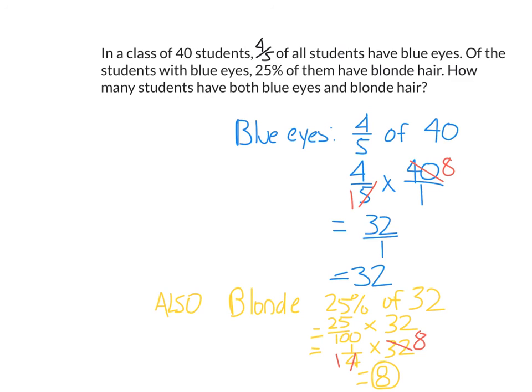So there are 32 students with blue eyes, and of those 32 students with blue eyes, 8 of them also have blonde hair. So there are 8 students in the class that have blue eyes and also blonde hair.